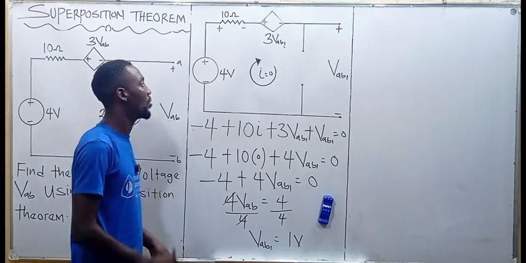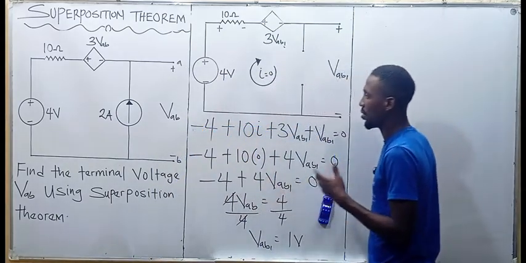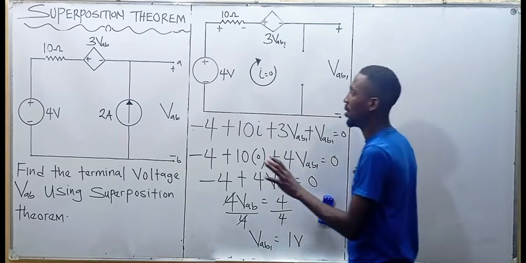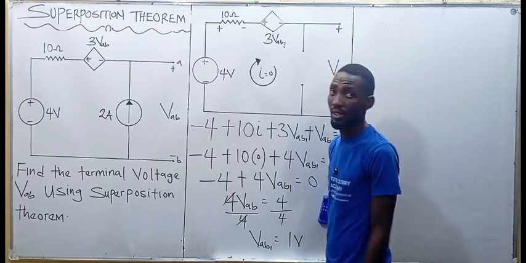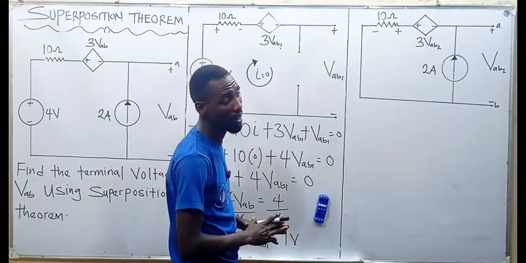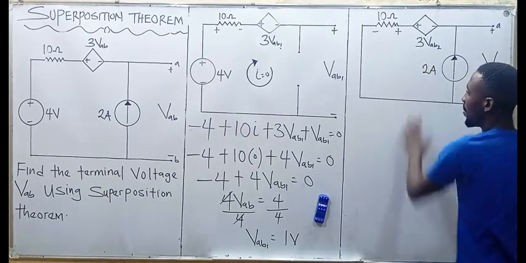Now the next thing we are going to do is to consider the current source, which is the 2A current source, and then turn off the voltage source. So we are going to draw the diagram here. You can see our diagram now. We are considering 2 ampere.